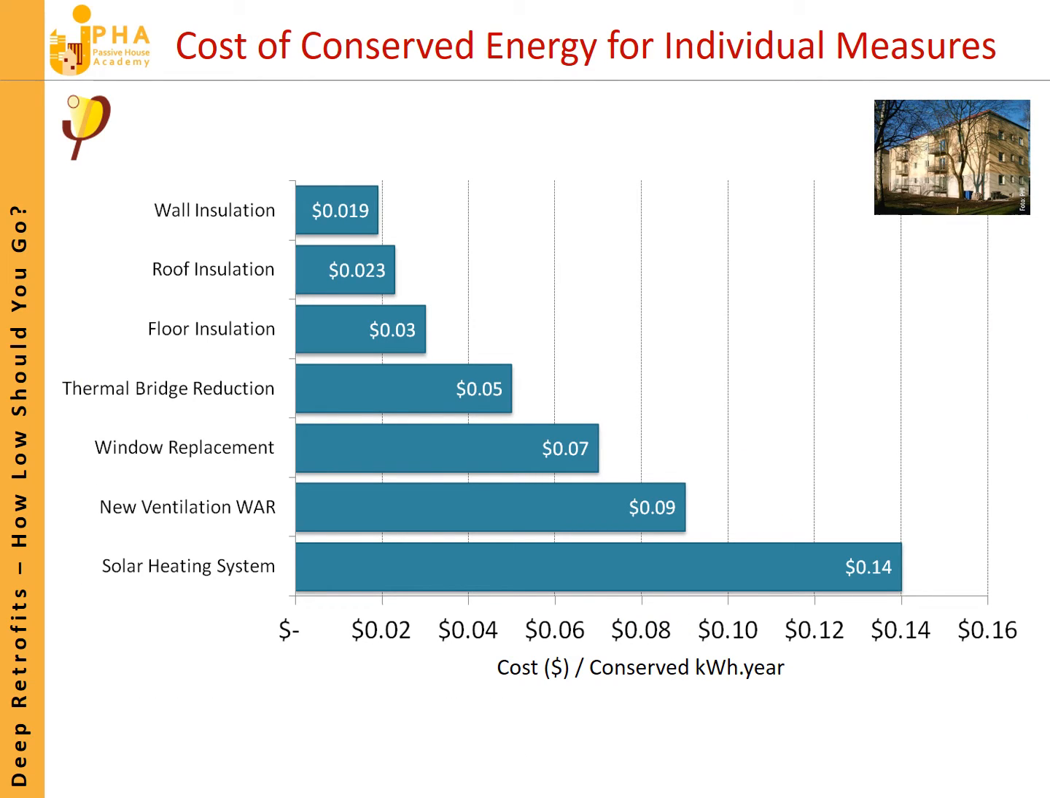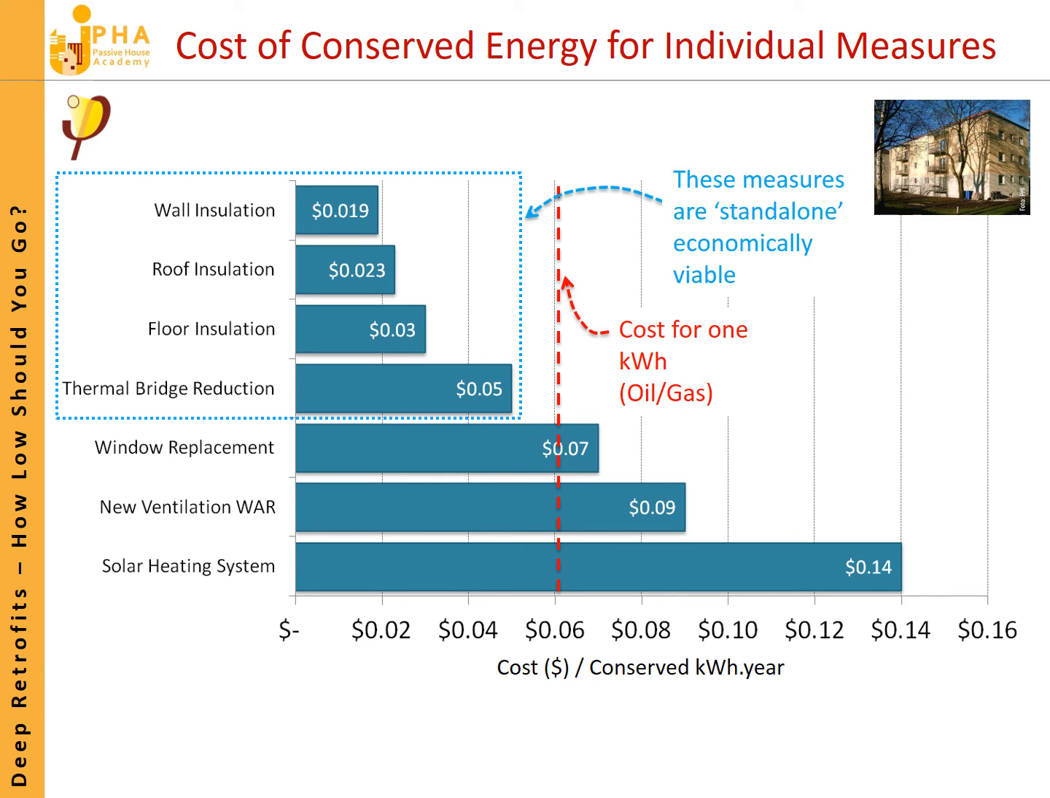So what PHI did was they developed a methodology to work out the cost of conserving energy for each individual measure. So you can see here the cost to save energy using wall insulation, floor insulation, window replacement, and so forth. And then they compared that to the cost to purchase a kilowatt hour of energy using oil or gas. And you can see here the four measures in the blue box here are also standalone economically viable.